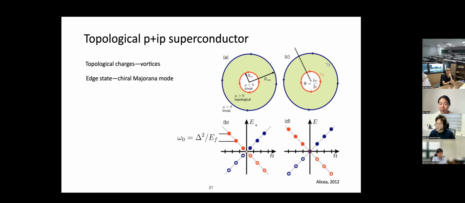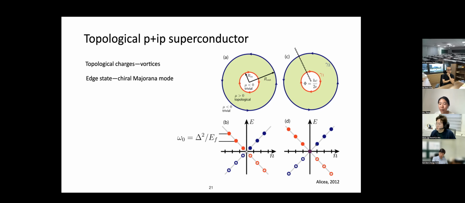So in this figure, I'm showing two plots, one on the left without a vortex, and on the right with a vortex. For these two considerations, the dispersion of the Majorana modes are exactly the same, but by threading a flux into the vortex, the boundary condition changes from antiperiodic for a fermionic system to periodic due to the existence of this flux.